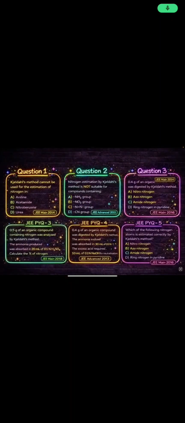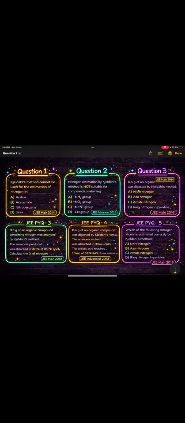Next, these are previous year JEE Mains and Advanced questions related to Kjeldahl's method. Here, Kjeldahl's method cannot be used for the estimation of which? So what is the answer? Nitrobenzene, where nitrogen is directly connected to oxygen. In these other cases, nitrogen is not directly connected to oxygen, so the method can be used. We already discussed where we cannot use Kjeldahl's method. Nitrogen estimation by Kjeldahl's method is not suitable for which compounds? Not suitable for NO2 compounds and azo compounds.